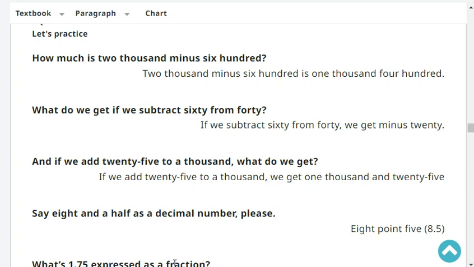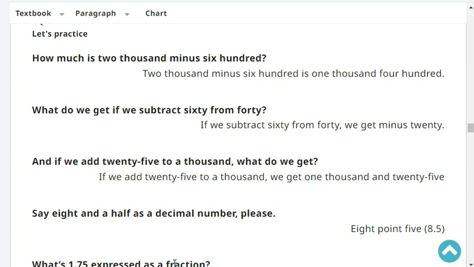And if we add 25 to 1,000, what do we get? If we add 25 to 1,000, we get 1,000 and 25. Yeah, because 25 is lower than the 100 already. Okay, I understood. Anything that's lower than 100, you put "and" at the beginning.